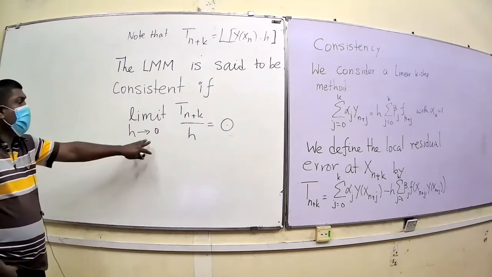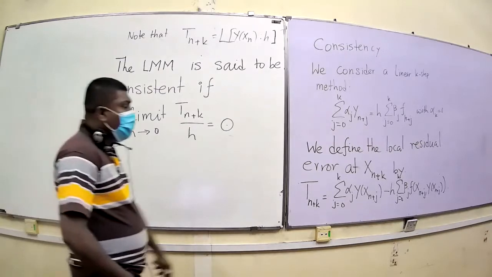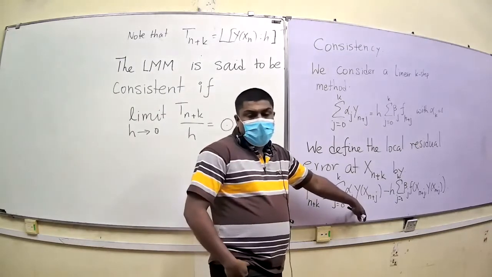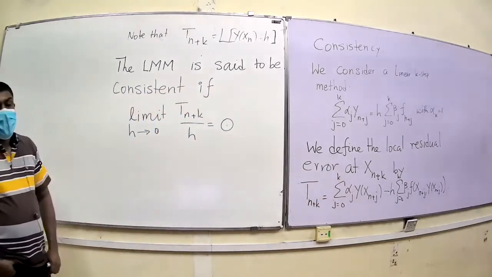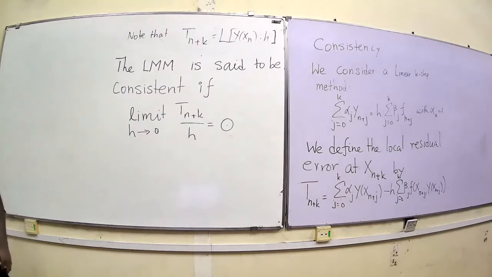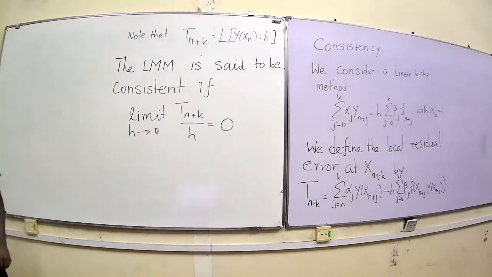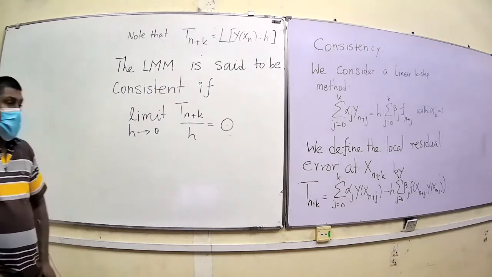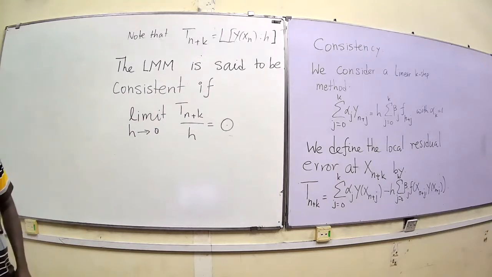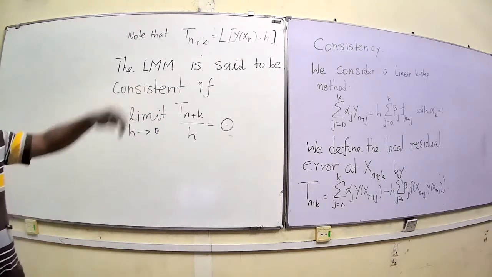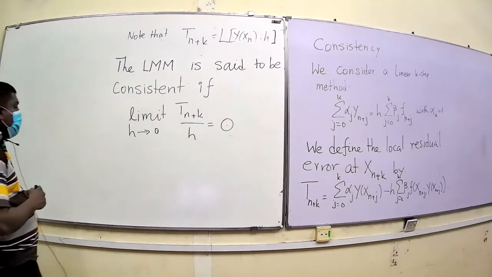But checking this limit is very difficult, because for every method you have to find this value, then divide by h, and then take h to 0 and check the limit. That is difficult work. So we will try to find some alternative conditions which are easy to check to verify the consistency.